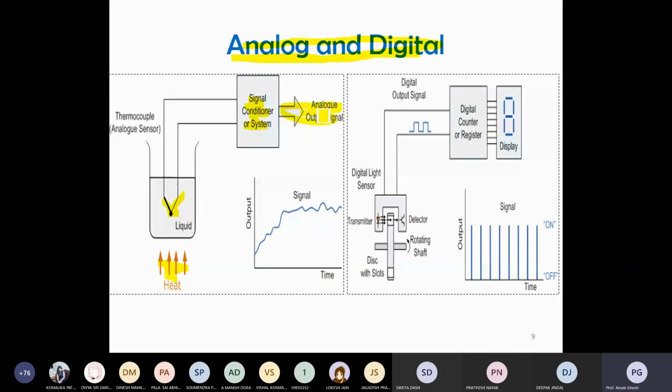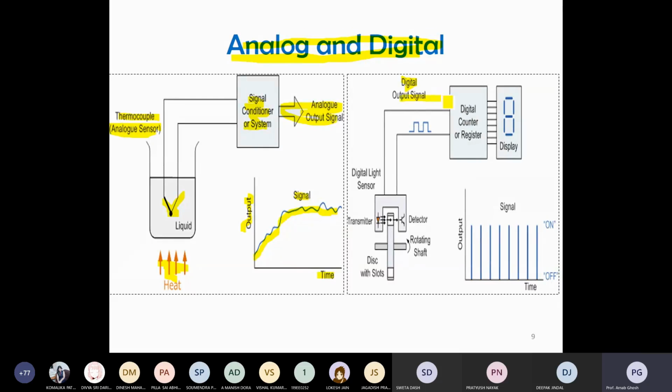This is an example of an analog transducer. So the thermocouple is an analog sensor. Here it is your output, and it is your time. Increasing that signal strength may cause your output. So now it is your digital output signal.